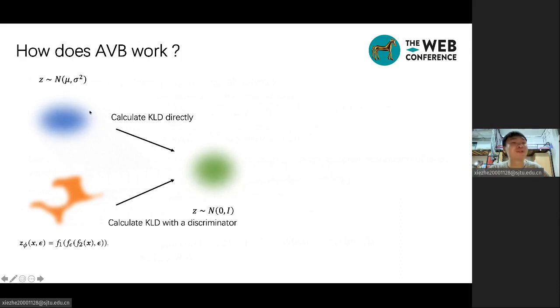The above distribution is the approximate posterior distribution in VAE, and the below one is the one in AVB. When optimizing VAE and AVB, we are only concerned about the evidence lower bound. And as we have discussed before, the left term of the evidence lower bound is the expectation of the log likelihood, and that can be calculated directly. However, the right term, the KL divergence, cannot be calculated directly.